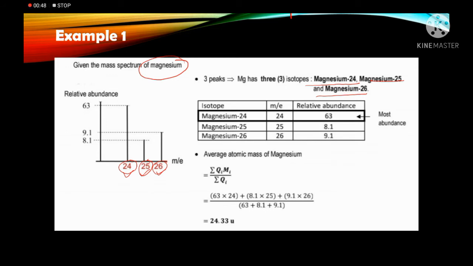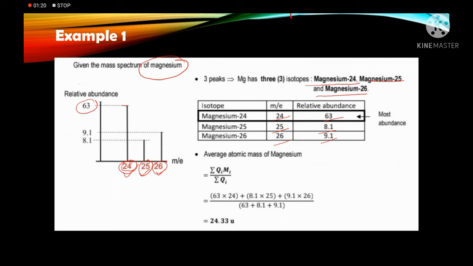If you want to make things easier, I like to interpret the mass spectrum in terms of a table, something like this. From this table, it's easy for you to see what is the mass and abundance for each mass. For example, magnesium-24, the abundance is 63. So 24, 63. 25, 8.1. 26, 9.1. This is so that you don't calculate wrongly.